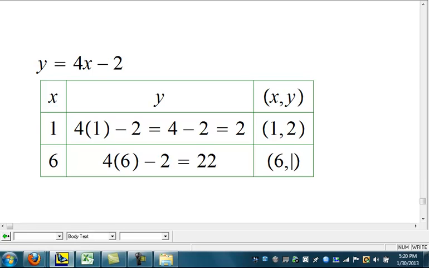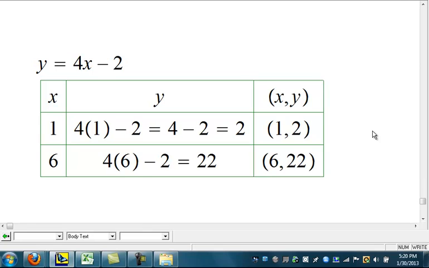Does that look right? So I got 622, right? Everybody clear? Okay, good. Now I would like to graph this line, right? So everybody with me so far?